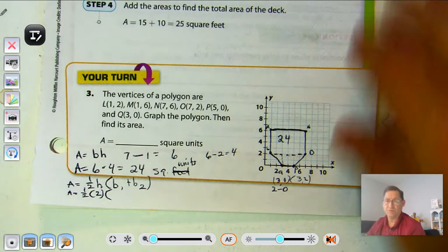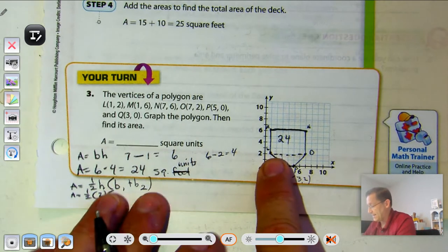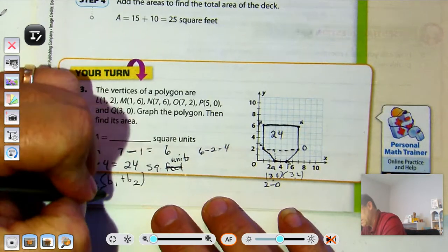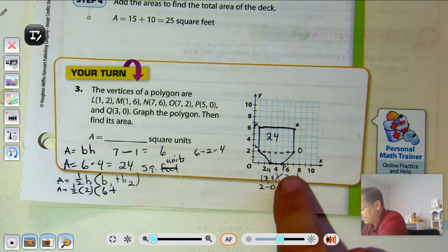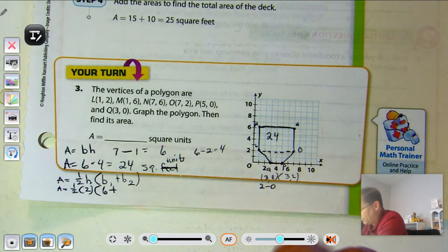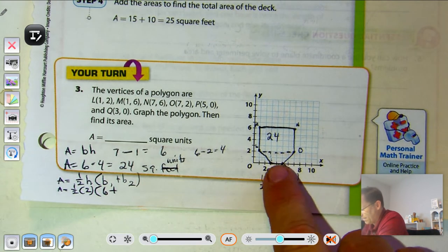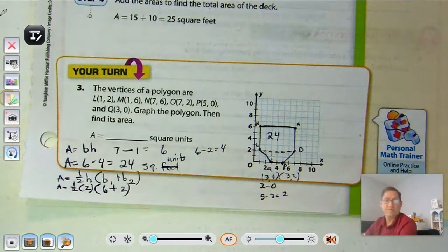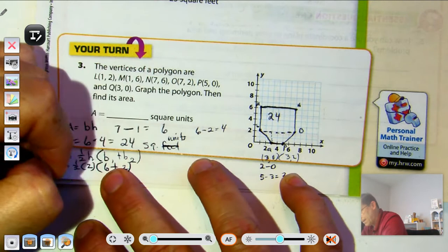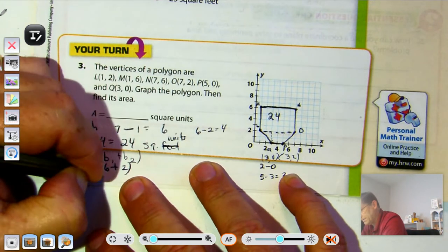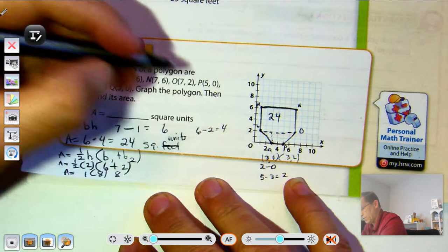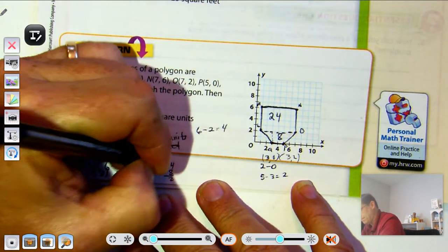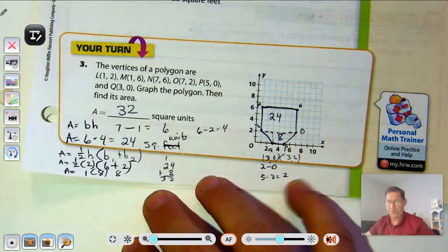And base 1 and base 2. Well, one of the bases is going to be the same as the rectangle. So we're going to have 6 plus the distance between point P and Q. So 5 minus 3 gives us 2. So half of 2 is 1, obviously, and 6 plus 2 is 8. So we have 24 plus 8. 32 square units.